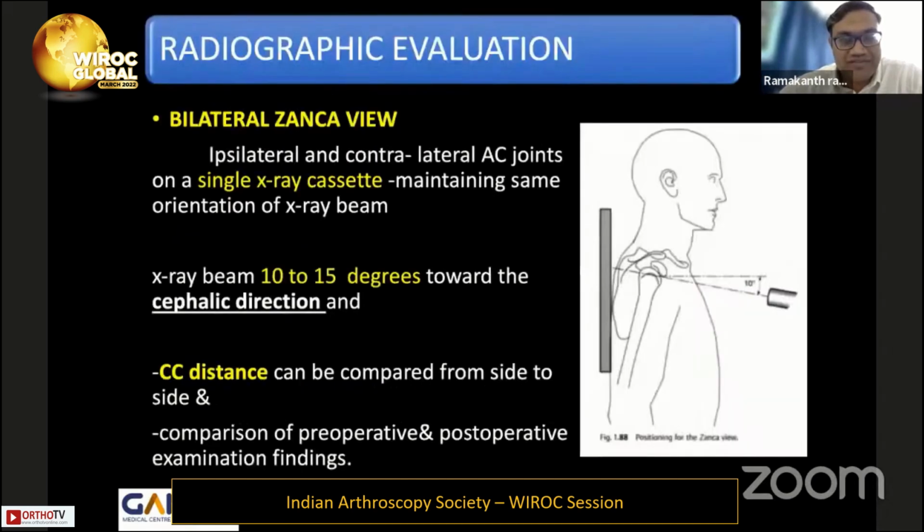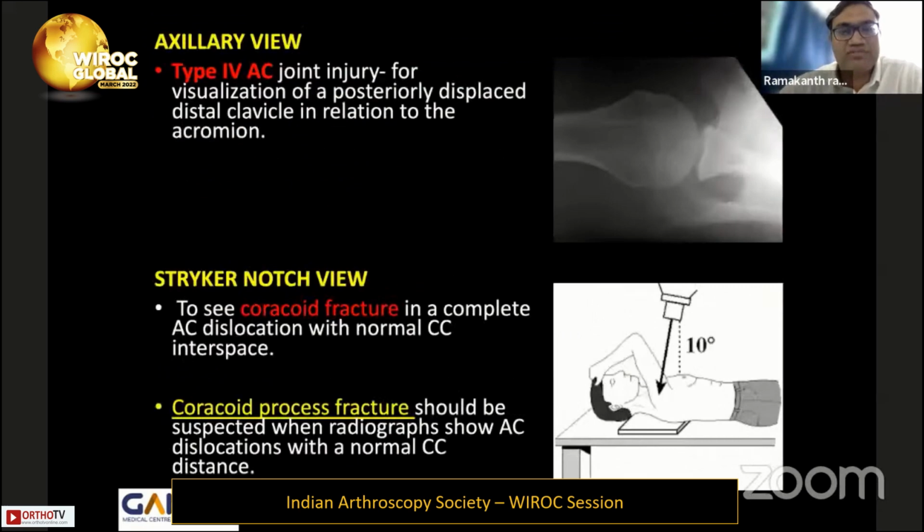In the bilateral Zanca view, the beam is tilted 10 to 15 degrees in a cephalad direction, and it can identify the CC distance and compare it to the opposite side, and we can also compare the preoperative and postoperative CC distance. The axillary view will help in identifying the type 4 dislocation, where the clavicle might be buttonholed into the trapezius, and the Stryker notch view, when the pain is out of proportion, will help in identifying the coracoid process.